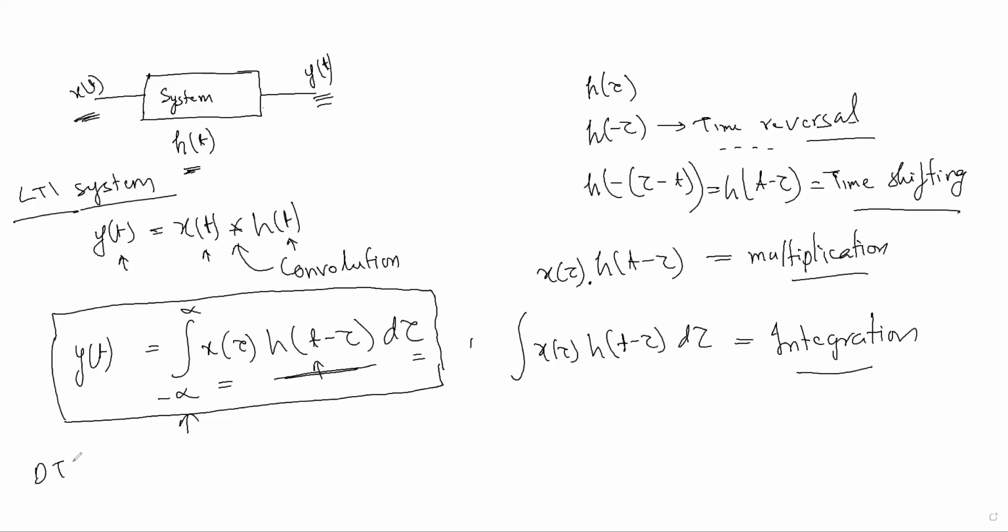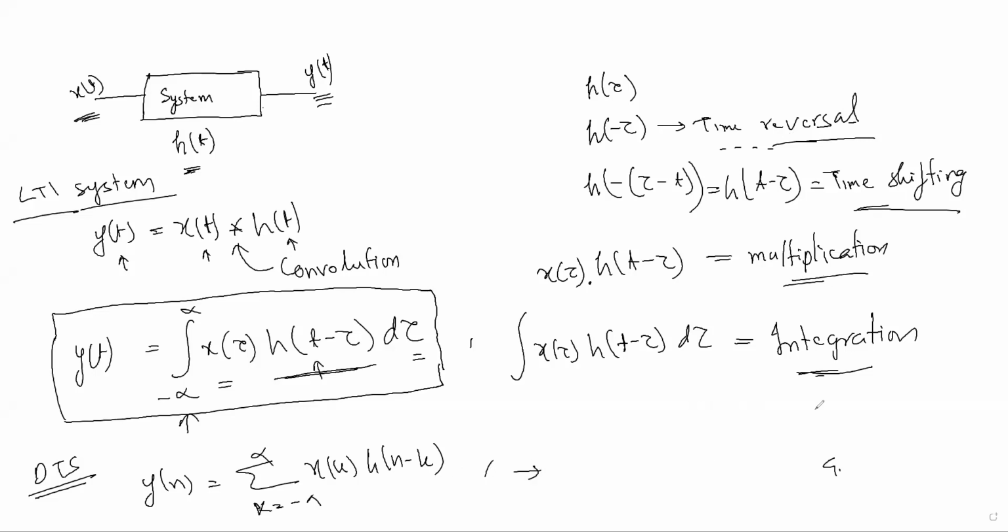For discrete time signal, the equation you can write is y of n equal to summation of k equal to minus infinity to infinity x of k h of n minus k. Okay. So all the first 3 operations will be same except the last for the discrete time signal. For the last one it would be summation, because here not integration, there will be the summation operation. Okay.